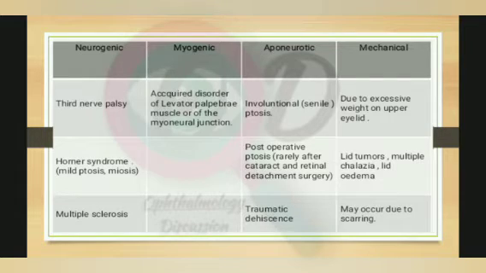Okay, the myogenic type is a disorder of the myoneural junction. So what is the myoneural junction? It is the junction between muscle and nerve, and if it gets defective, what happens? Myasthenia gravis will cause drooping of the upper eyelid, diplopia, and blurring of vision. These are the things affected with myogenic.